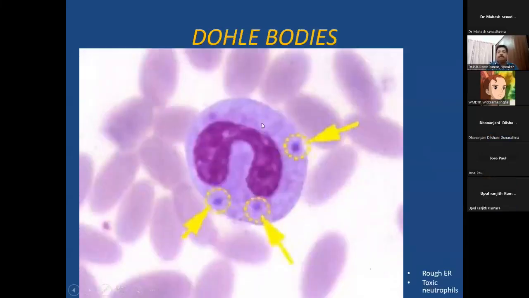Sometimes in some neutrophils, you can see toxic reactions, for example, in the case of chronic heavy metal poisoning. Some granules can be seen inside the immature neutrophil like this. They are known as toxic neutrophils, or dohle bodies.